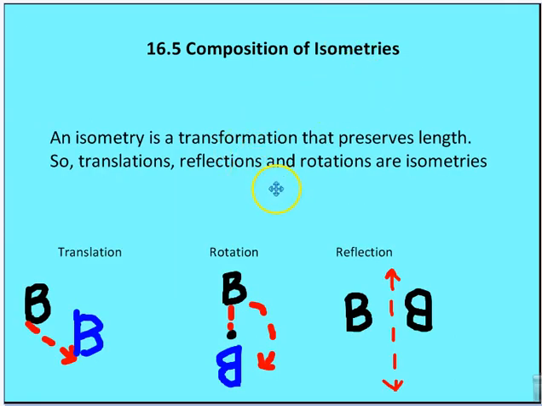All right, so an isometry is a transformation that preserves length and size. So translation, length and size stay the same. Rotation, length and size, same. Iso means same. Rotation is an isometry. Reflection is an isometry. The one non-isometry that we've covered in transformations will be dilations.